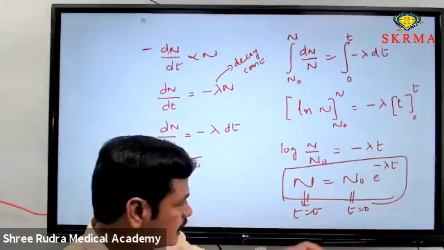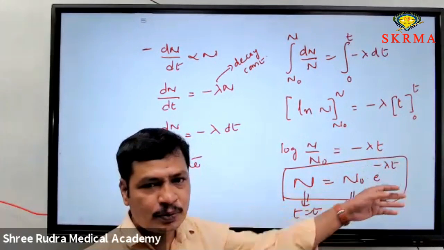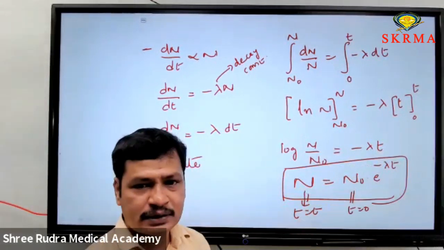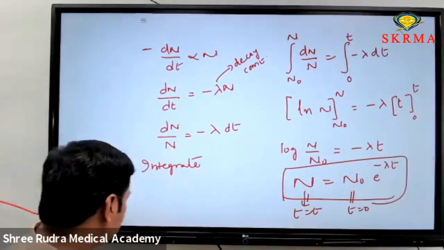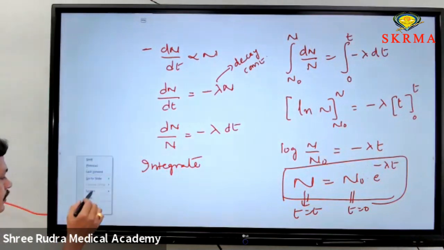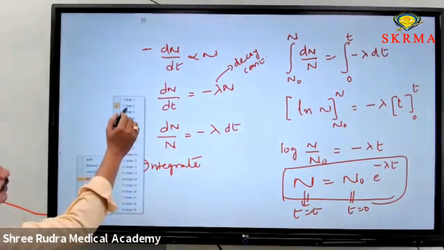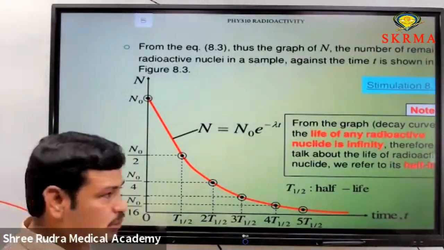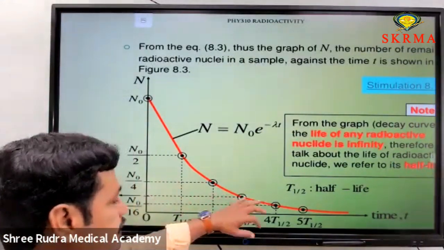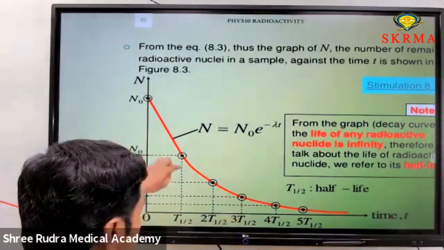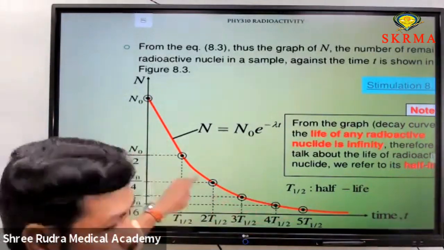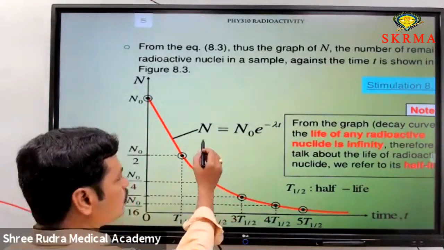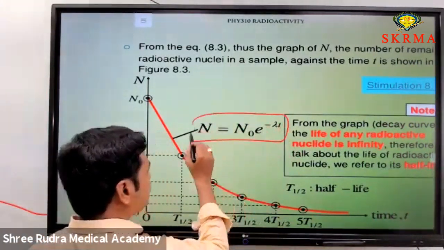This expression represents how radioactive nuclei decay. The e power minus lambda t term means it decays exponentially. That equation gives us a curve like this, meaning exponential decay. The red line represents the exponential decay, where N equals N naught into e power minus lambda t.